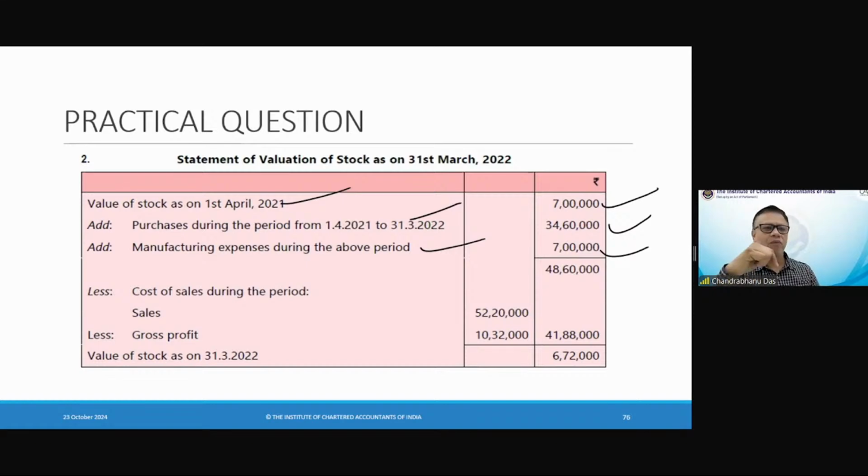Now this is the opening stock plus purchases. Then less the cost of goods sold, that is the cost of sales during the period. Now for this cost of sales during the period, you require the sales, which is 52 lakhs 20,000, less the gross profit, which you got from your working as 10 lakh 32,000, which gives me 41 lakh 88,000. Then when you deduct it, you get the closing stock value as of 31st March 2022, 6 lakhs 72,000. So this is the way we solve this practical question, the second one.